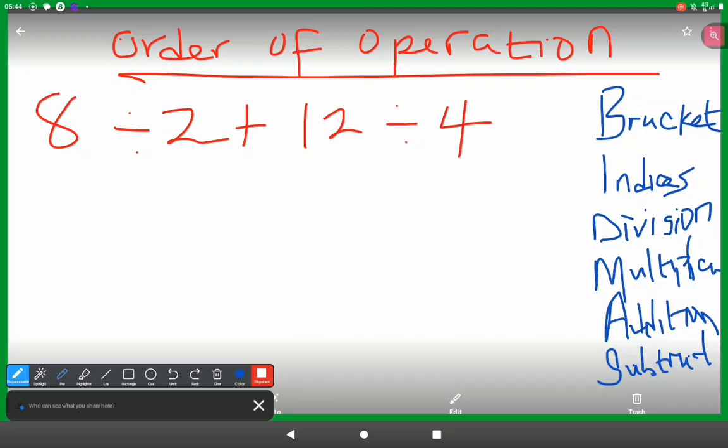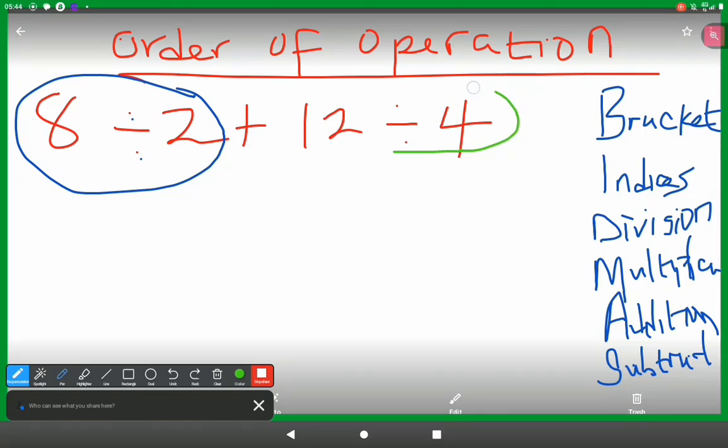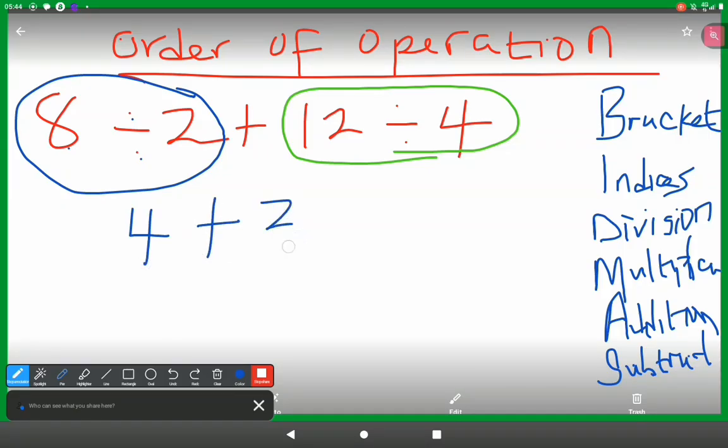Alright, I'll consider the division. Is there division in the question? Yes, there is. So circle the division. The owner of this division belongs to 2, so the operation must go along with 8. Also, the owner of this division belongs to 4, so the operation must go along with 12. Then I can do the operation now. 8 divided by 2 will give you 4. Then you put the sign down. 12 divided by 4 will give you 3.